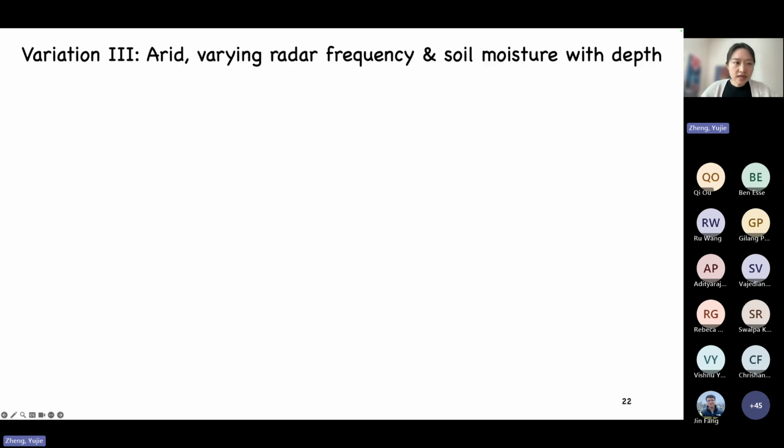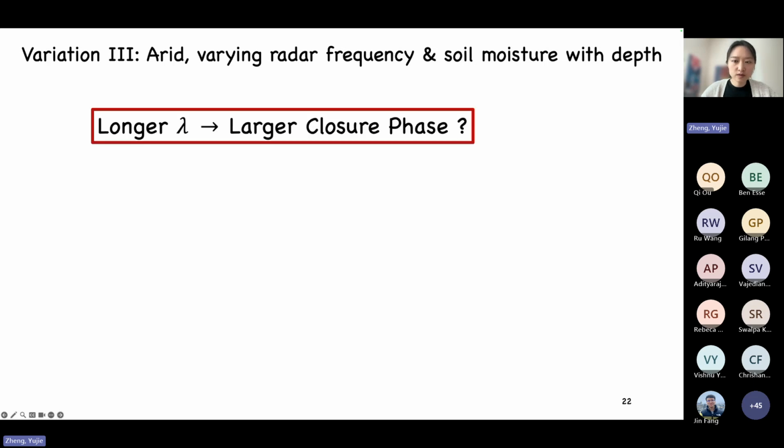Just to make things a little bit more complicated, now we're adding another variable, which is the radar frequency. So we're keeping it in the arid case with varying soil moisture with depths, and now we're testing the response for different radar frequencies. And the motivation of this experiment is to test the hypothesis of whether larger wavelength radar generate larger closure phase just because of their greater penetration depths.